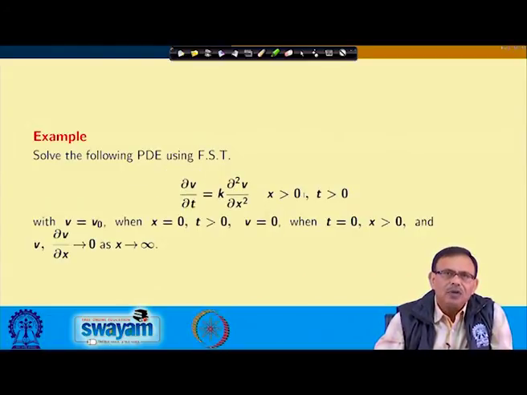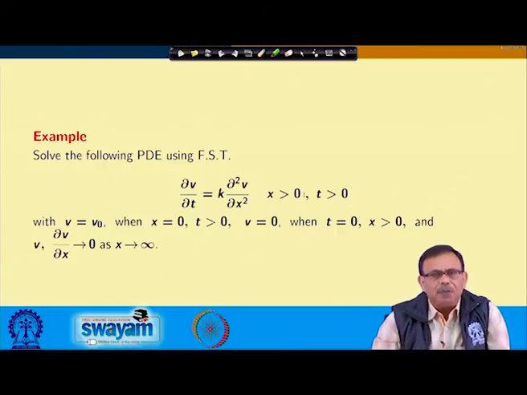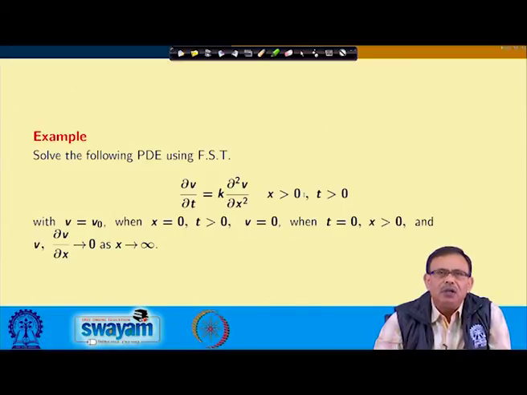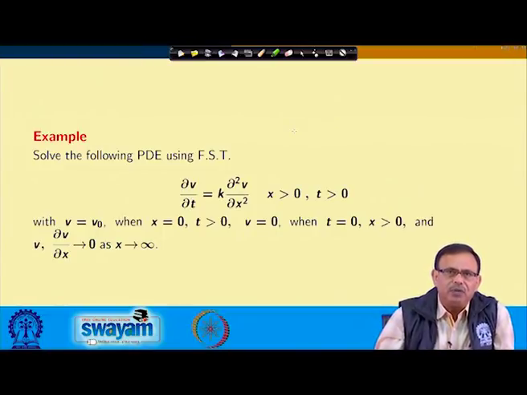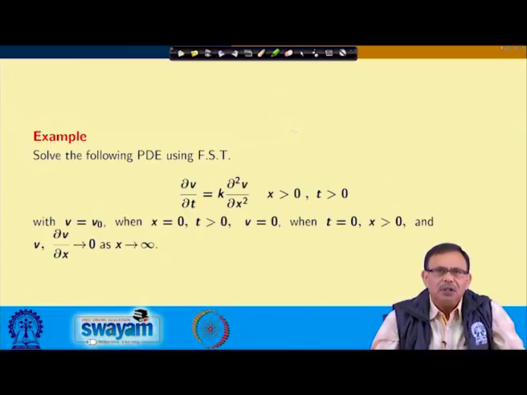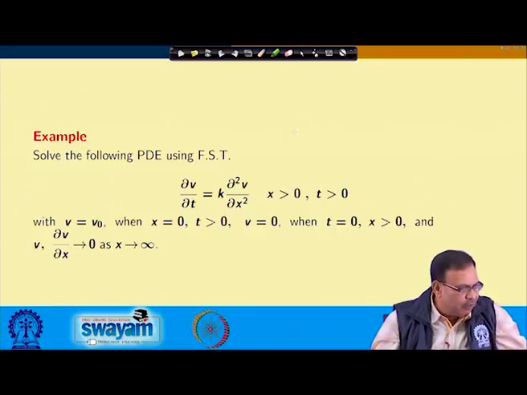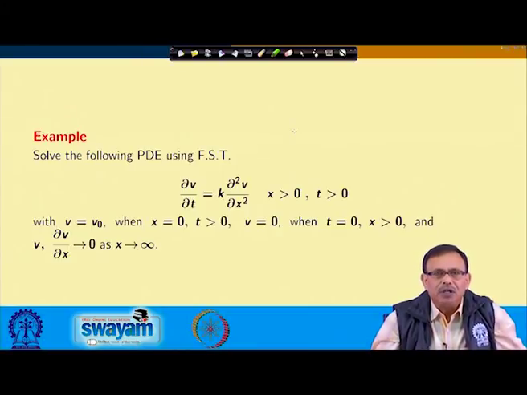Now, let us take another problem. This particular problem, if you remember, we solved earlier using the Fourier cosine transform. Now, we want to solve the same problem using the Fourier sine transform. It is given that v equals v 0 when x equals 0 and t greater than 0, v equals 0 when t equals 0 and x greater than 0, and v and del v del x both approach 0 as x approaches infinity.